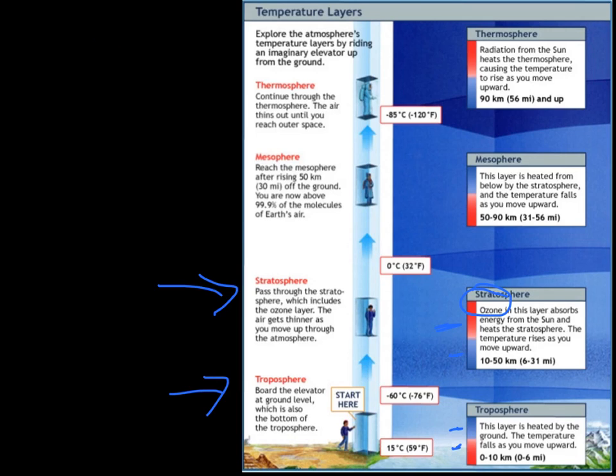Next up is the mesosphere, and in the mesosphere, this is where the meteors that try to enter Earth's atmosphere burn up, and so the mesosphere protects us from those meteorites.